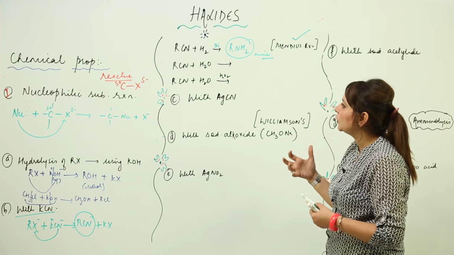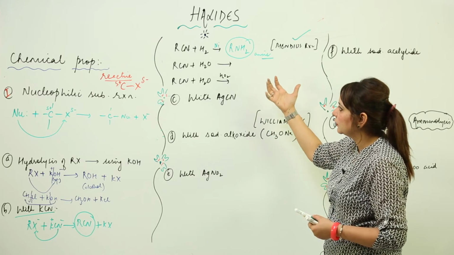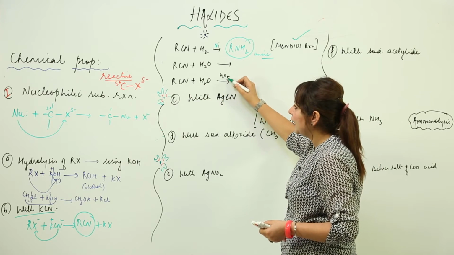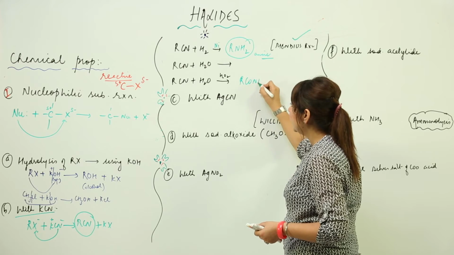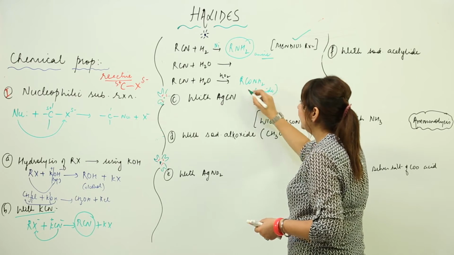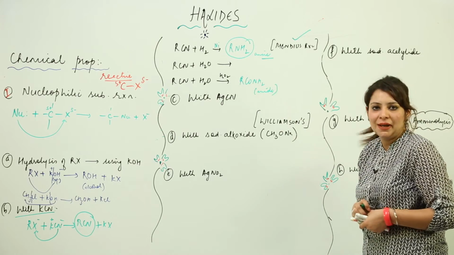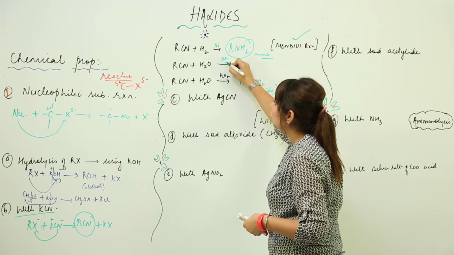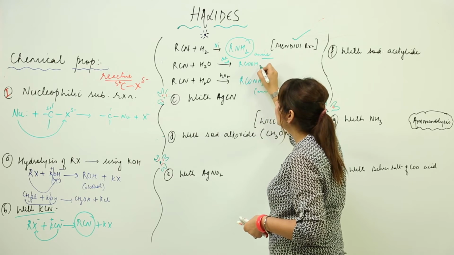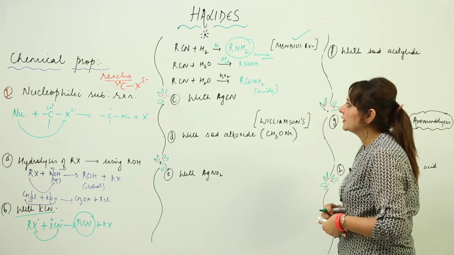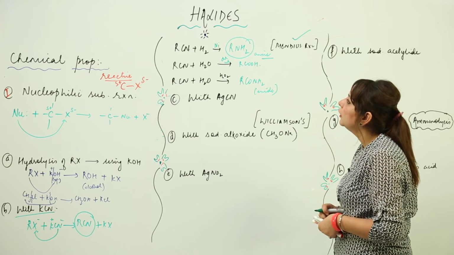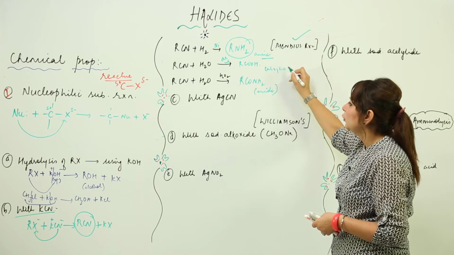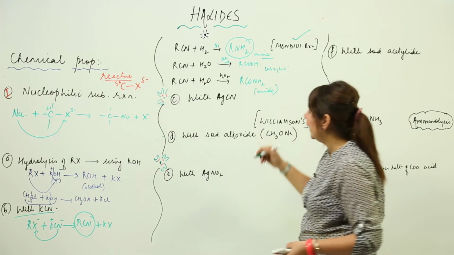Now we can also carry out its hydrolysis, controlled and uncontrolled. This is the controlled hydrolysis where I have used hydrogen peroxide, and here I am going to get the amide. And when you carry out the complete hydrolysis in the presence of a dilute acid, what do you get? You get a carboxylic acid. So from cyanide you can prepare an amine, a carboxylic acid and an amide.